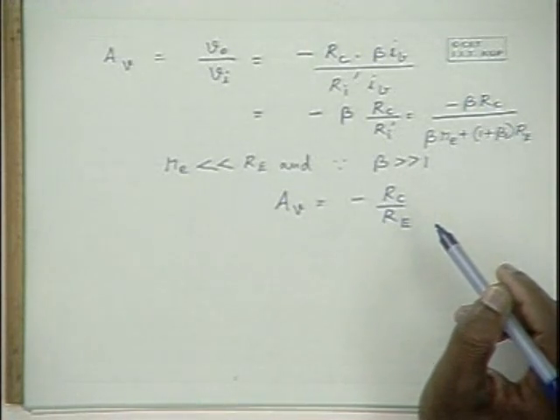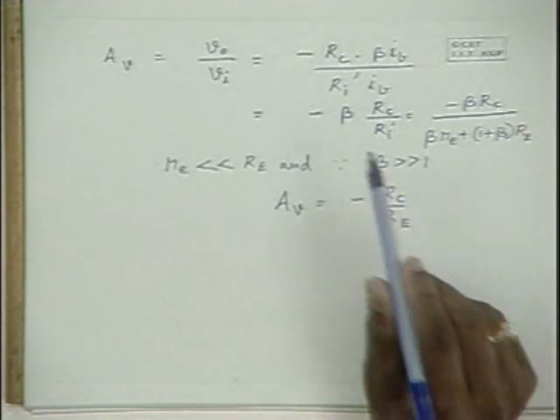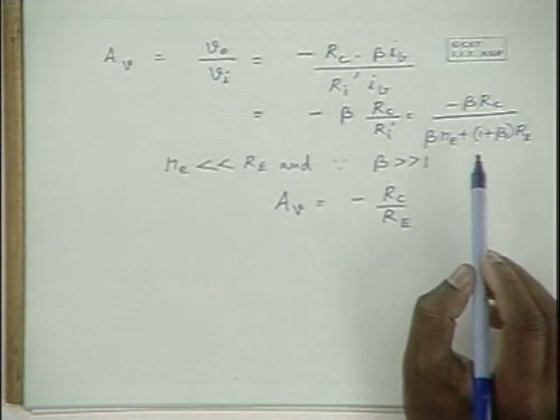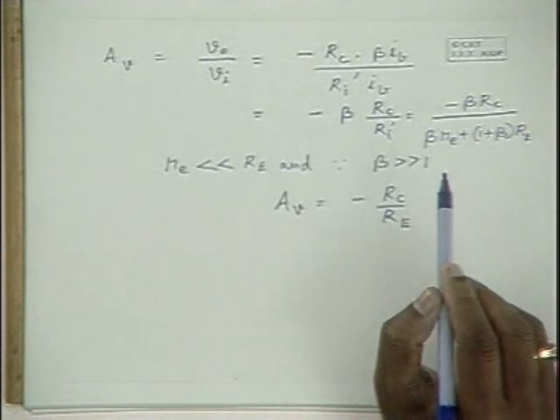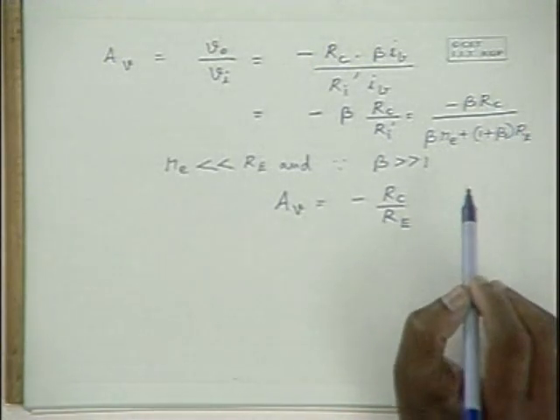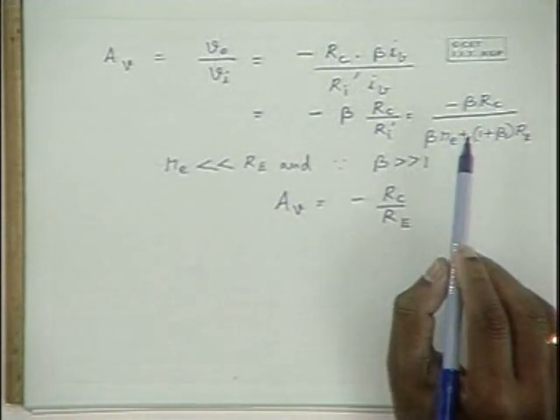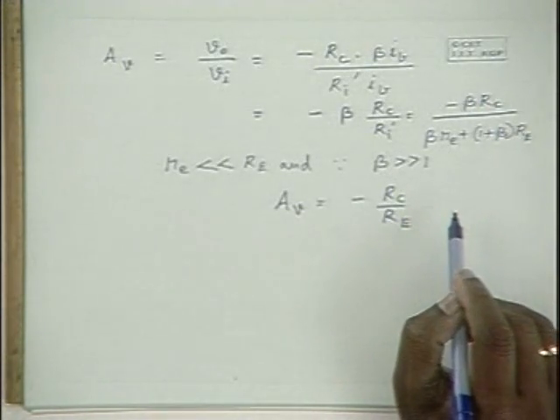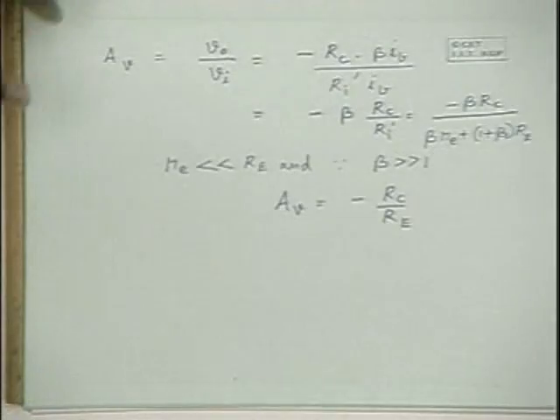Is it clear? There are two things discussed here. I brought in the stability of bias and the stability of gain, that is, making the gain of the amplifier independent of the transistor parameters like beta. And the third point is the reduction in gain because of the feedback. I'll come back to this topic later.